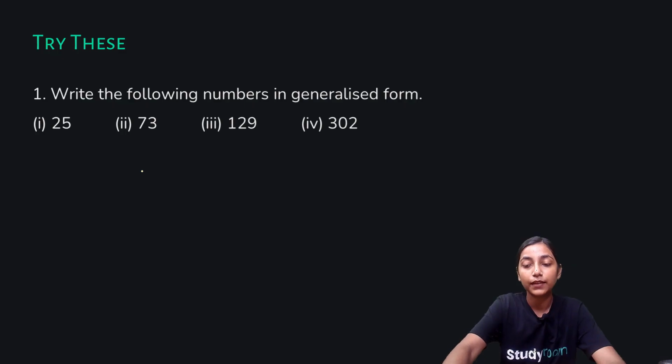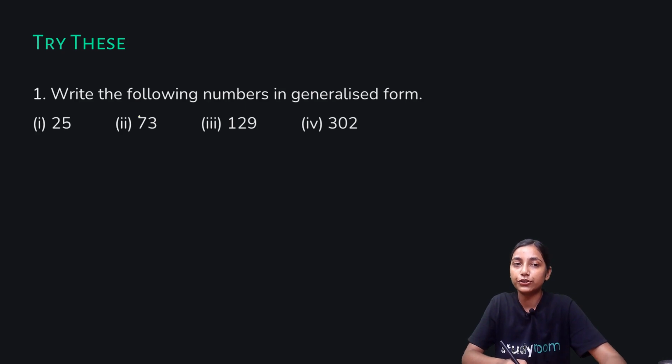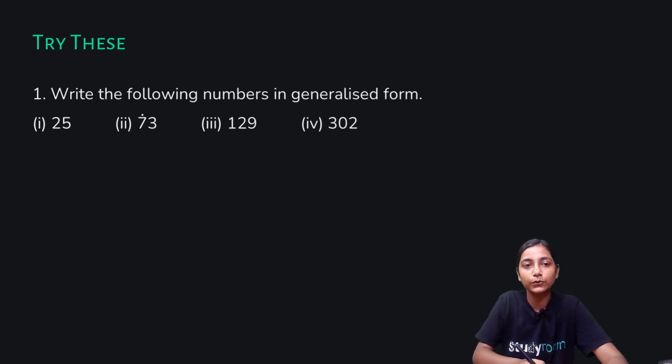Let's proceed. Now you have to try these questions. We need to write the following numbers in generalized form. I'll do the first part for you, and you have to do the other two parts yourself. So the first number is 25. You know how it will be written here. A is 2 and B is 5.